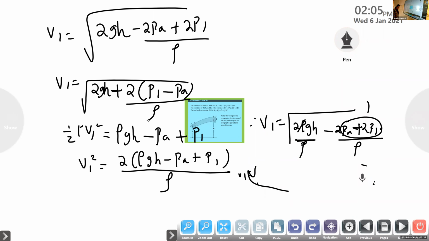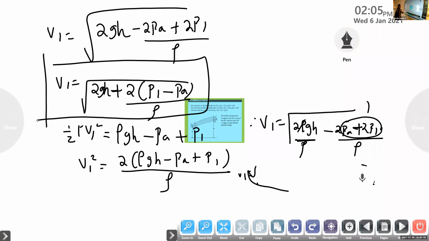So that is how we are getting the equations. We're just rearranging that, that's it. You're only taking out the 2. You are keeping the negative sign, everything there only. So this is positive, minus PA negative. That is why we are writing 2 into (P1 minus PA) by rho. So this is the equation for efflux.